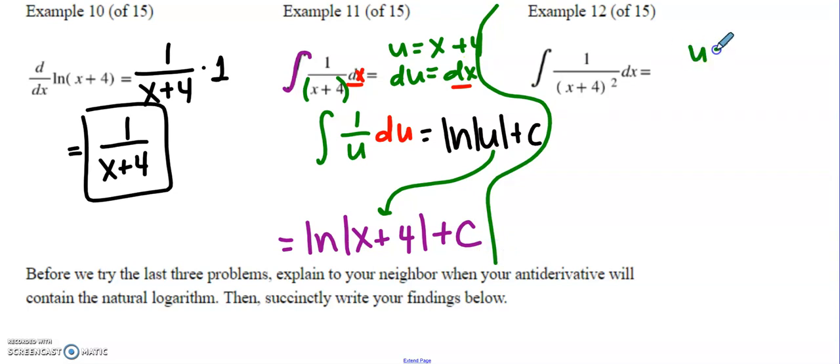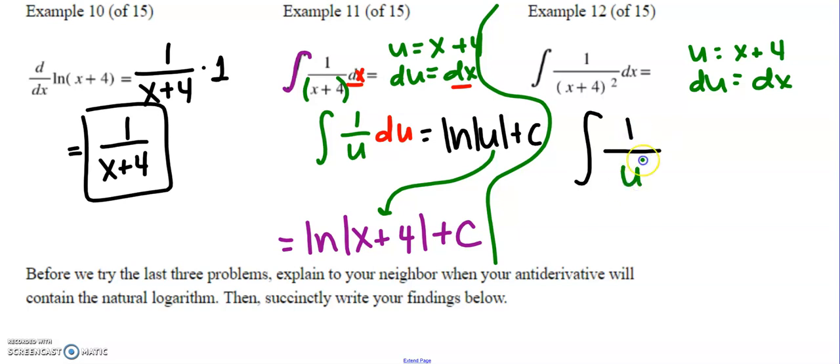I'm going to let u be equal to x plus 4. Du then is equal to dx. So when I go through and I replace this integral, I'm going to have 1 over u squared, because I still have that square on there. And then my dx is, again, a perfect replacement with du. This one, though, is the same thing now as taking the antiderivative of u to the negative second du. And that just becomes add 1 and divide by the new power.